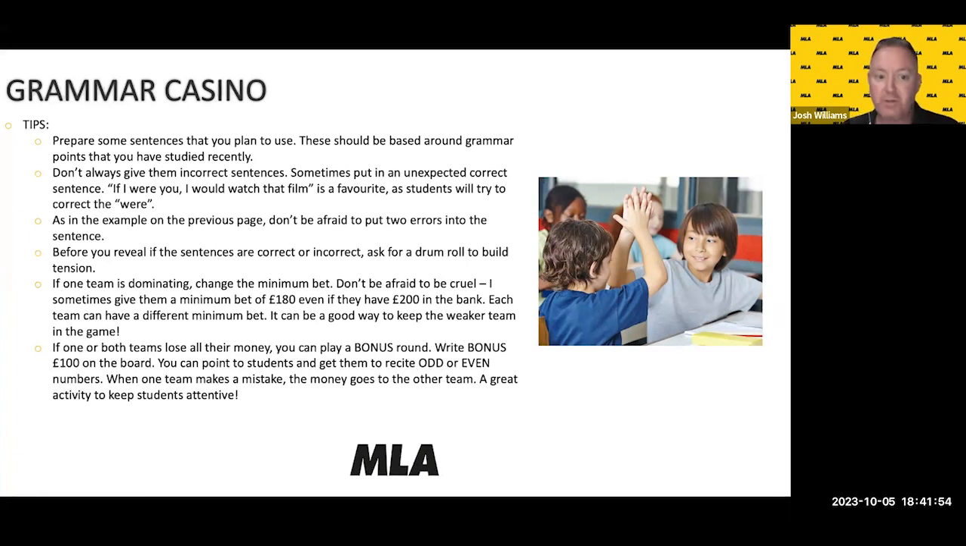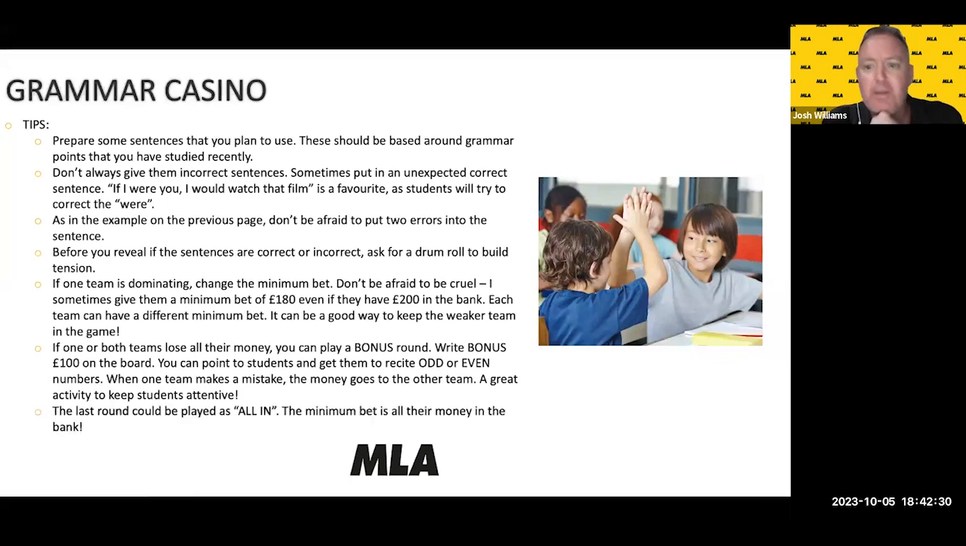If one or both teams lose all their money, you can play a bonus round. Write bonus 100 on the board, just in the middle of the board, and you can point to the students and get them to recite odd or even numbers. So you say, okay, we're doing 2, 4, 6. That'll be good. Sometimes students who aren't paying attention will just automatically say the next number. So it'll be like 1, 3, 5, and then someone will say 6. Days of the week for lower students, months, stuff like that. You can go around quickly and point to students. The first person to make an error, the money goes to the other team.